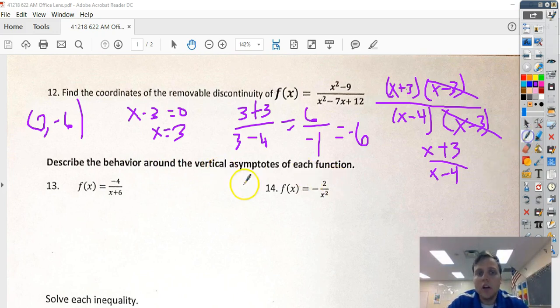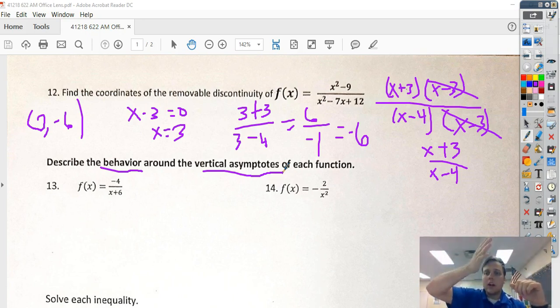Okay, so first off, guys, we talked about describing behavior. All that we're worried about is what is y doing on the left side as we approach, and what is y doing on the right side as we approach. Okay? It's not hard. But instead of looking at the left side going forever like this and the right side going forever like this, I'm just looking at the vertical asymptote. So I just want to know what is y doing as I get closer on the left, and what is y doing as I get closer on the right.